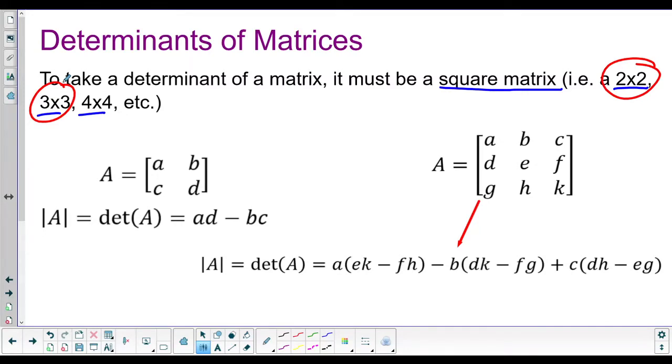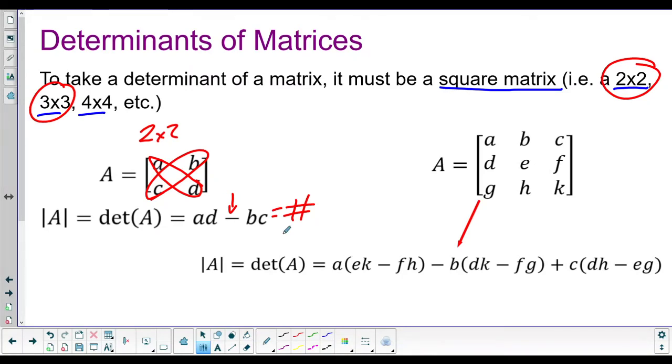So let's look at the determinants that I expect you to do by hand, and then we'll practice some. So for a 2 by 2 matrix, the determinant is very easy. You multiply the diagonal and then subtract the other diagonal. And then whatever number you get here, that's the value of your determinant.